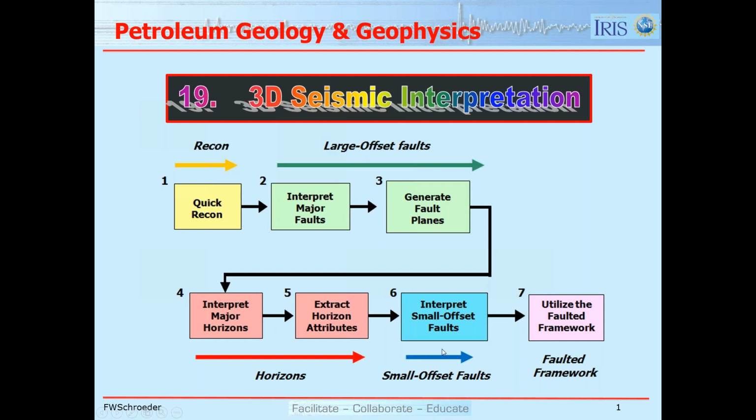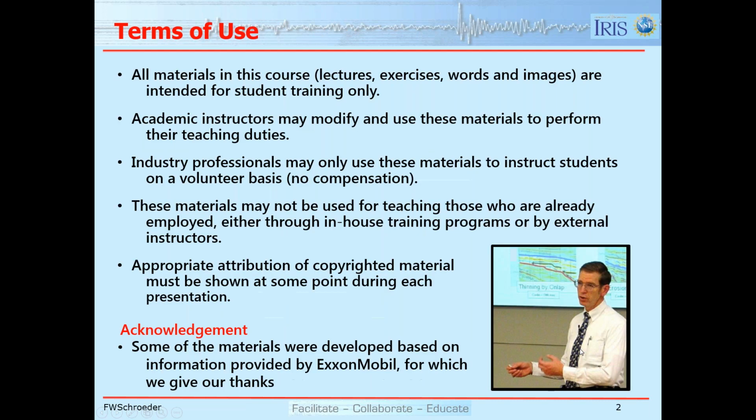The image up here is a workflow that I'm going to go through as the lecture proceeds. We have a recon phase. We worry about mapping the larger faults, larger offset. Then we worry about mapping some of the key horizons. And then we go back and I'll show you some tools that we can use to look for smaller offset faults. And if we have the major faults and the major horizons, that gives us a faulted framework that sets us up for the next step in our analysis.